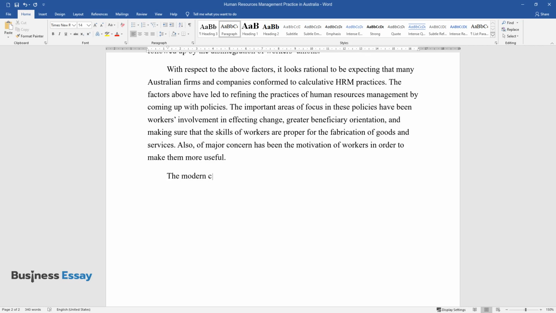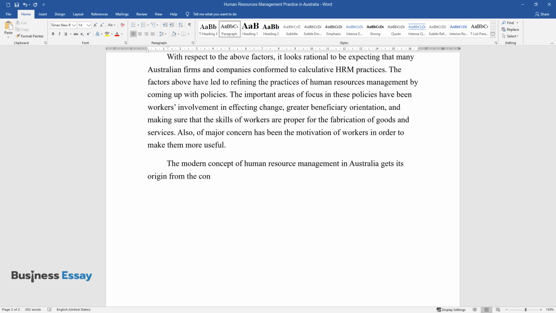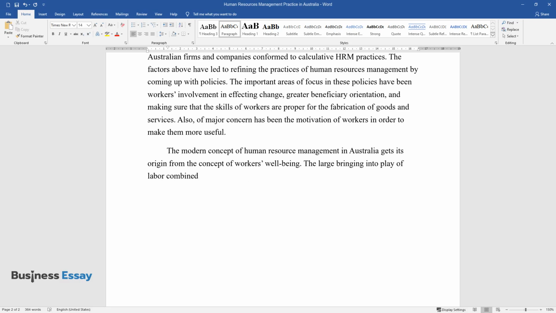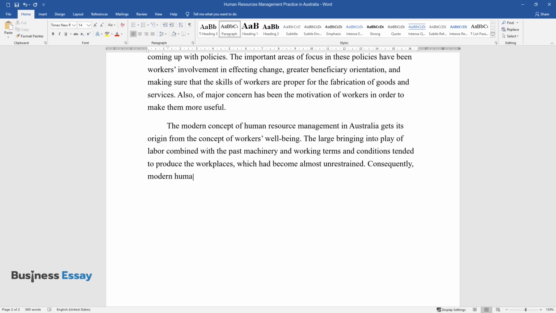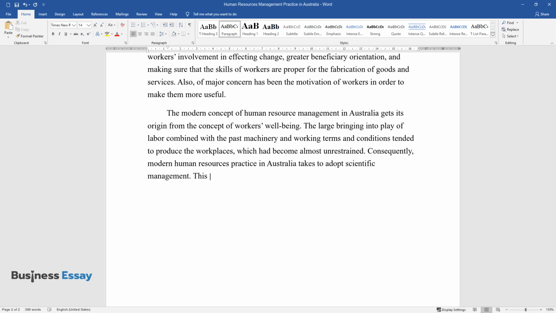The modern concept of human resource management in Australia gets its origin from the concept of workers' well-being. The large bringing into play of labor combined with the past machinery and working terms and conditions tended to produce workplaces which had become almost unrestrained. Consequently, modern human resources practice in Australia takes to adopt scientific management.